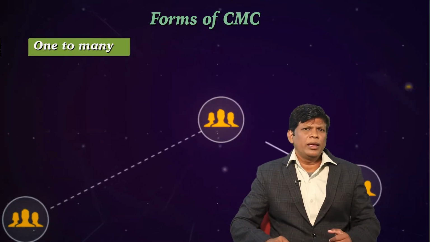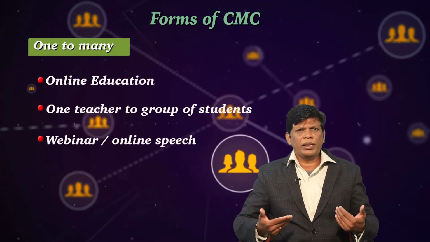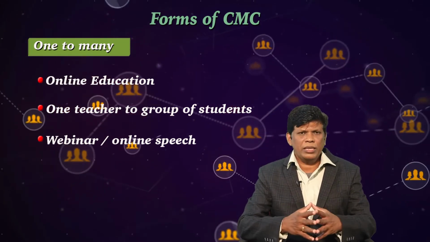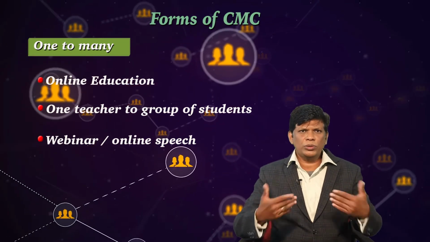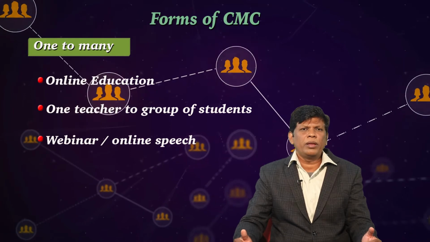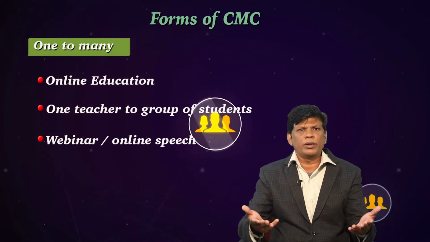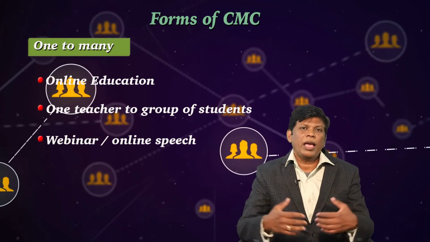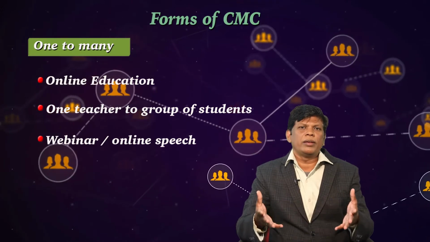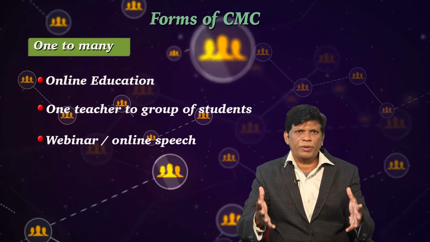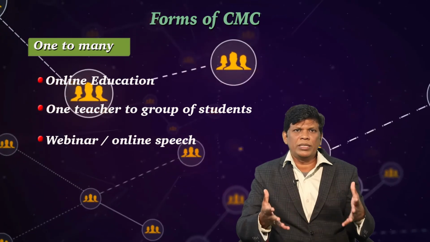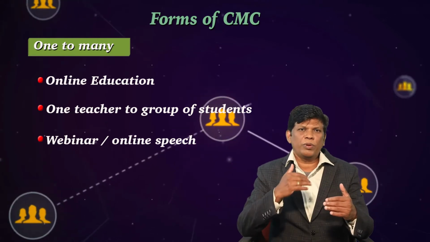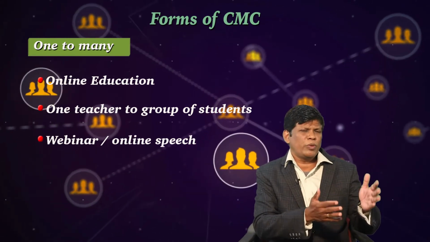Then one-to-many. One-to-many is like me: I am a teacher and I have a group of students. They are not sitting in one particular location, but across different locations. For example, take this SWAYAM platform. Here I am delivering to a group of many people. Many online education sessions and webinars happen like that, and online small-group conferences where a resource-person-centered meeting means one or two people control the entire group communication. It goes from one to many. You can see the difference between one-to-one and one-to-many.